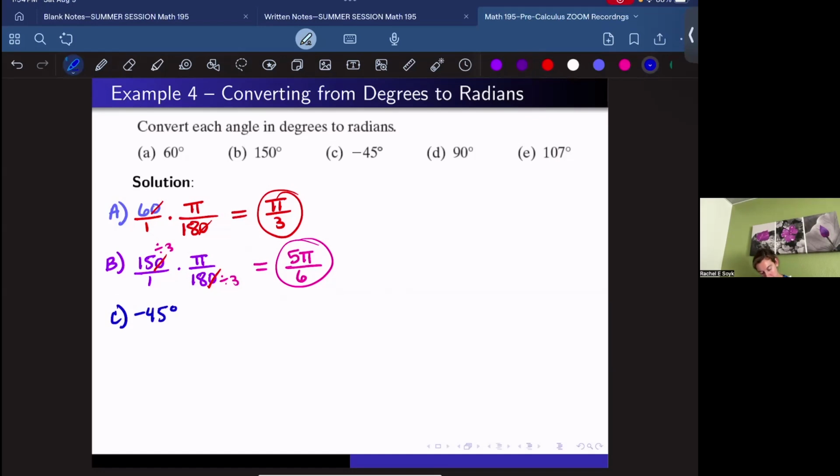Negative 45 degrees times our pi over 180. Well, we know that 45 goes into 180 4 times. So we get negative pi over 4.